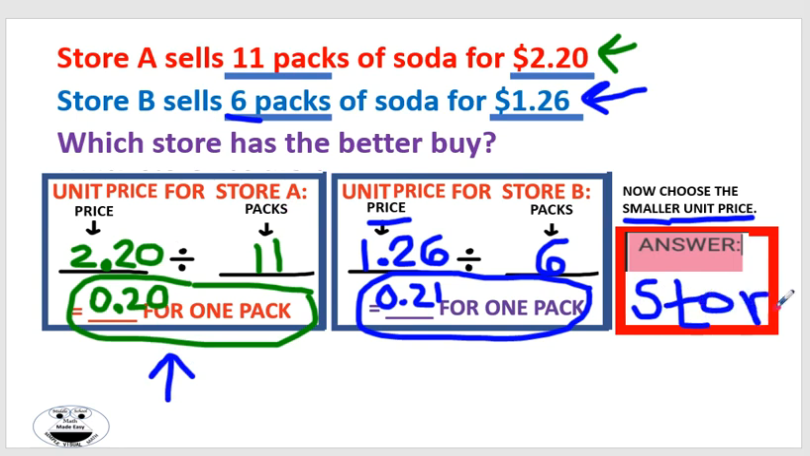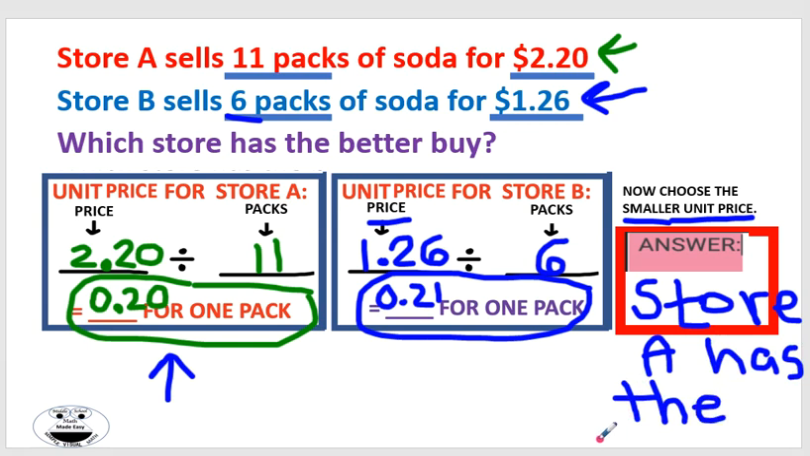And usually we would write this as a sentence. I'm not going to do that here. Okay, you know what? Actually, I'm going to write the sentence. Store A has the better buy. And if they ask you to explain, well, remember, we always want to save money, so we're looking for the smaller unit price. And Store A has the smaller unit price. It is cheaper, so that's why it is the better buy.